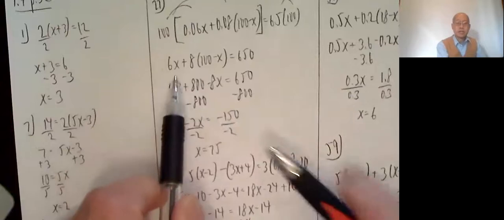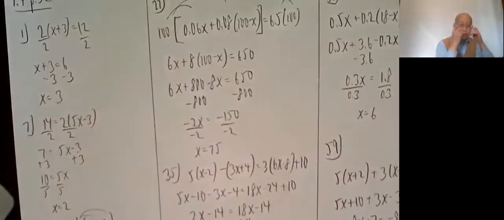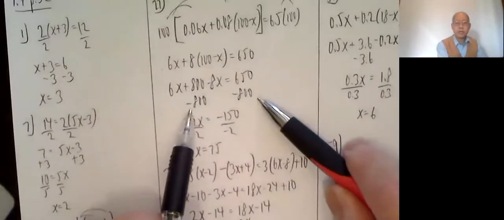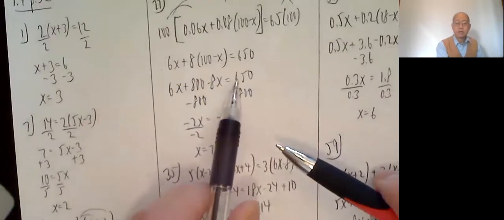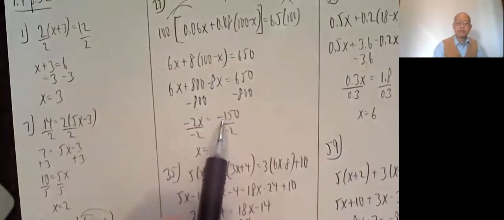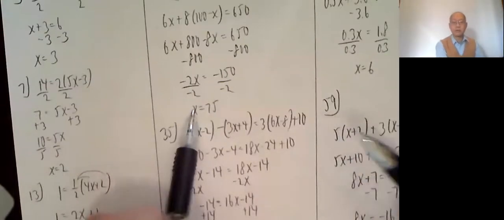Okay, distribute. 6x plus 800 minus 8x equals 650. Subtract 800 on both sides. 6x minus 8x is a negative 2x, equals 650 minus 800, which is negative 150. Divide by negative 2, x equals 75.